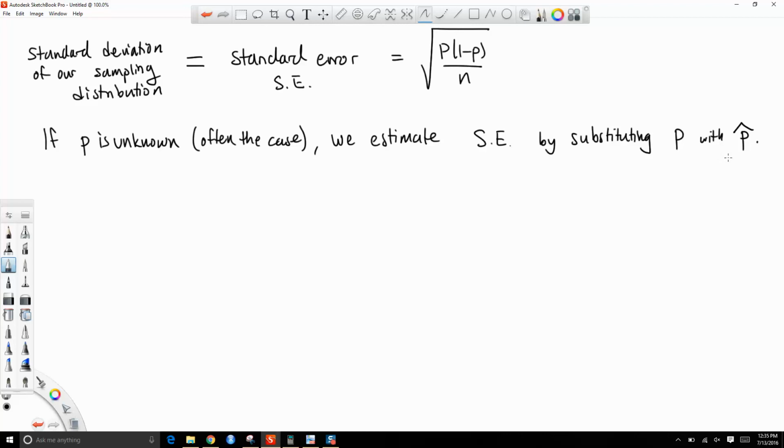So our standard error becomes the square root of p hat times 1 minus p hat divided by n. Okay, so when we do confidence intervals, we don't know what p is, so we're going to plug in the value p hat as a substitute for p. So I'm going to put all of this together and say, so I can make a 95% confidence interval.